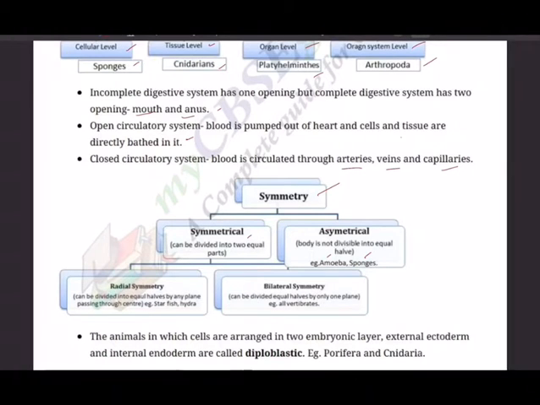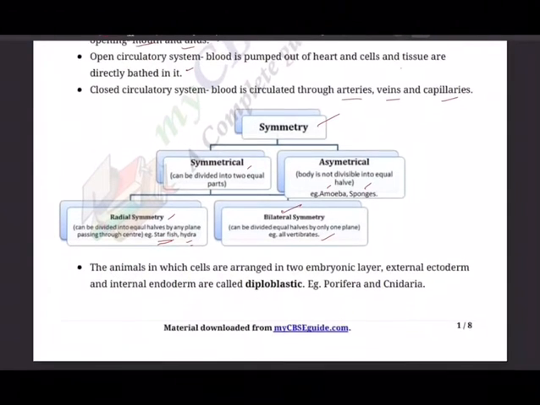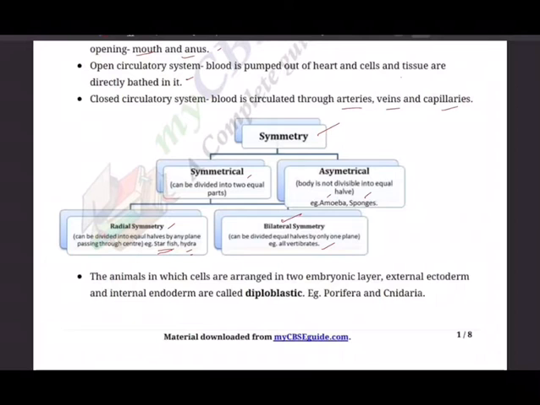And once animals are symmetrical, when we cut the animal in a particular axis you get two exact halves, then we say bilateral symmetry, can be divided into equal halves by only one plane. Example, all vertebrates including us. Whereas radial symmetry can be divided into equal halves by any plane passing through the center, like starfish, hydra. This is radial symmetry.